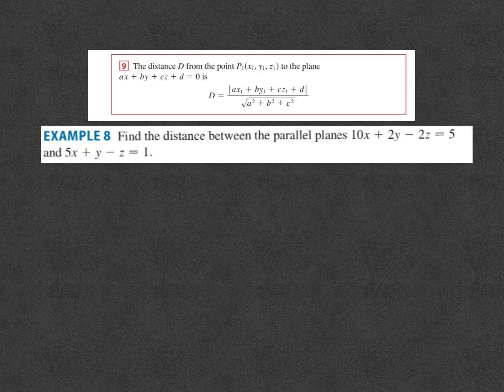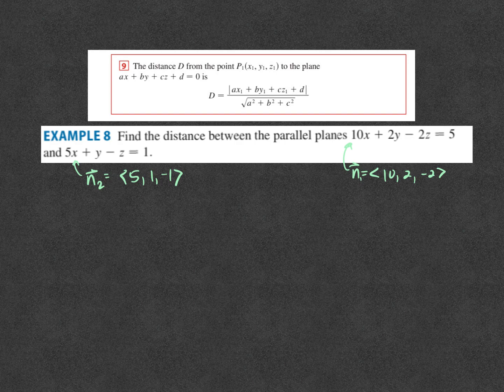Okay, so example 8 says find the distance between these parallel planes. First, we want to look at the vectors for each of these planes. So the normal vector of this plane, let's call it n1, would be 10, 2, negative 2. And the normal vector for this plane, let's call it n2, would be 5, 1, negative 1. Notice they are parallel because the second one is half the first one, or the first one is twice the second one. So because they are multiples of one another, they are parallel.